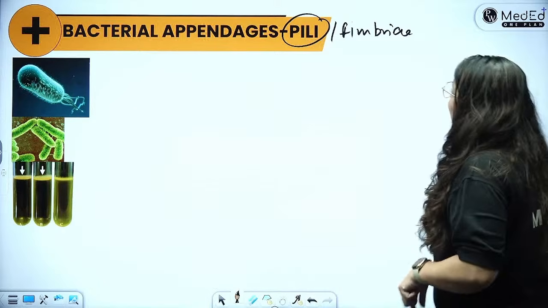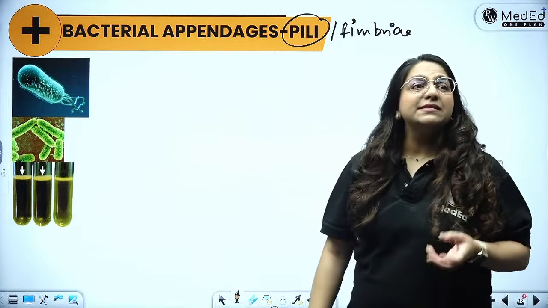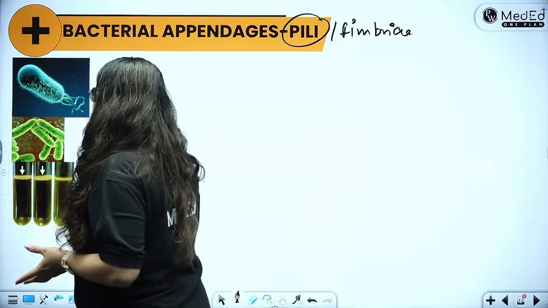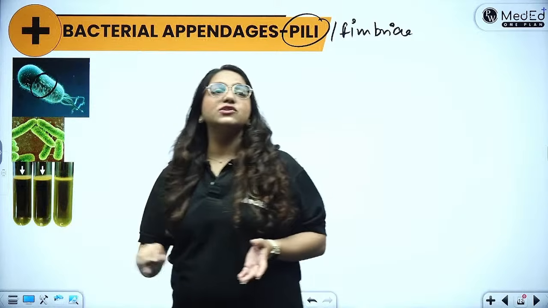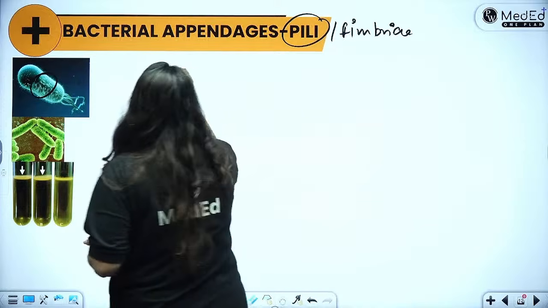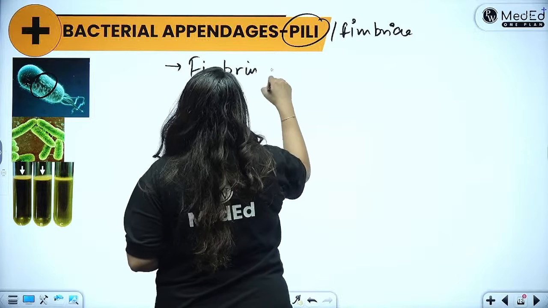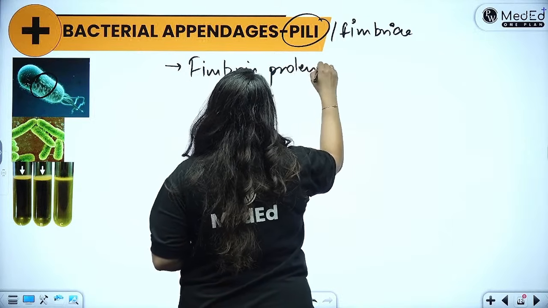So the pili and fimbriae are very important. They actually mean the same thing. So here is a bacteria. If this is the flagella, then these small little hairs on its body are the pili or the fimbriae. They are made up of the fimbrine protein. Fimbrine protein, they mean the exact same thing.